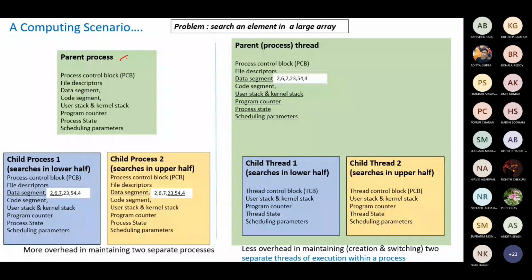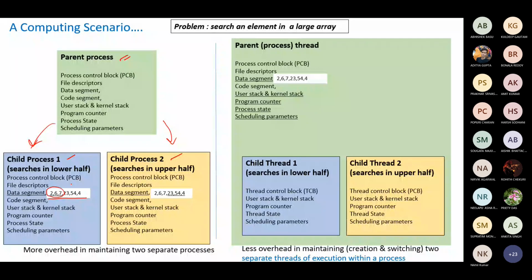Here is the parent process, and we have got two child processes created, process 1 and process 2. And probably you can recall the kind of assignments that I gave earlier: you take an array of numbers, and this parent process creates two child processes. One child process will focus on searching or finding something in one range, and the other child process will focus on searching or operating in the remaining portion of that array.